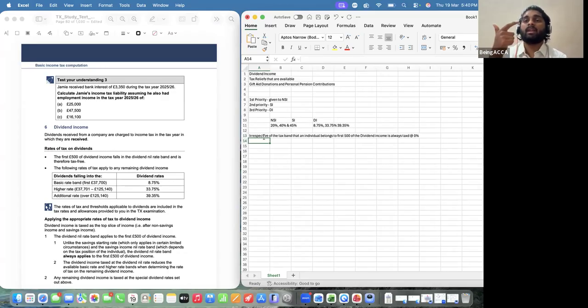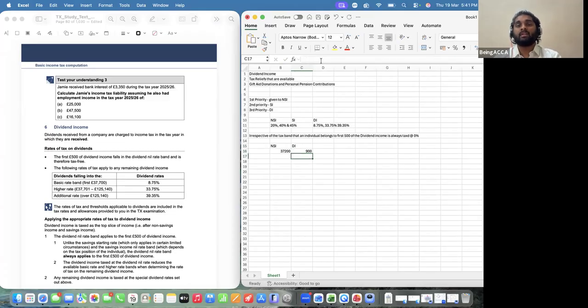If you're a basic rate taxpayer, higher rate taxpayer, or an additional rate taxpayer, your first 500 of the dividend income is always taxed at 0%. Let's take an example. Your non-savings income is 37,200 and there is no savings income, and we have dividend income of 900 pounds.